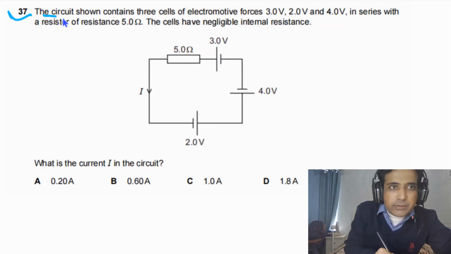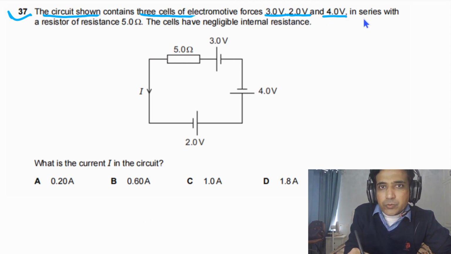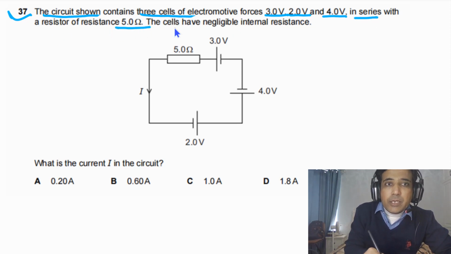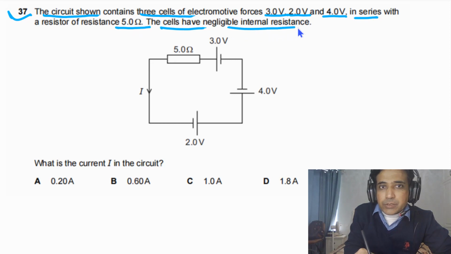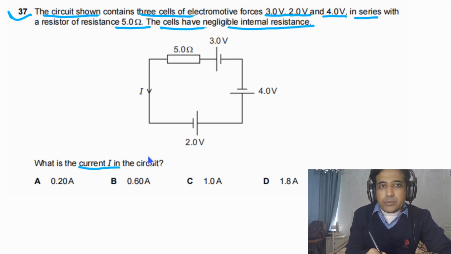Question 37 says the circuit shown contains 3 cells of electromotive forces 3.0 volts, 2.0 volts and 4.0 volts in series with a resistor of resistance 5.0 ohms. The cells have negligible internal resistance. What is the current I in the circuit? So we need to calculate the value of I in the circuit.